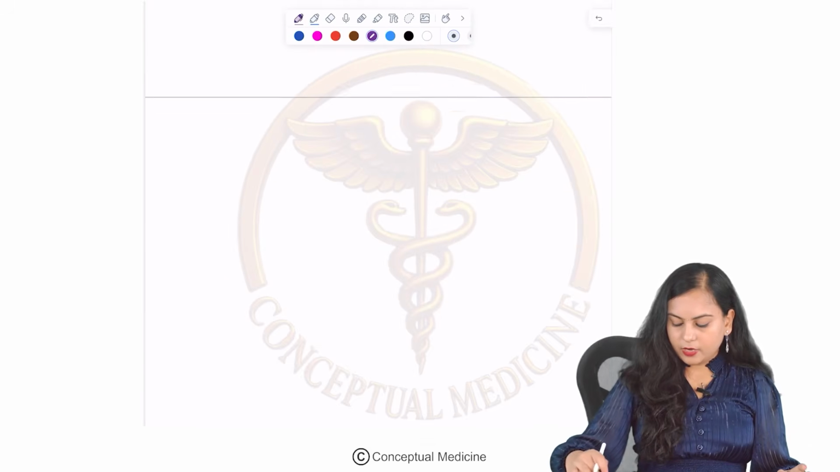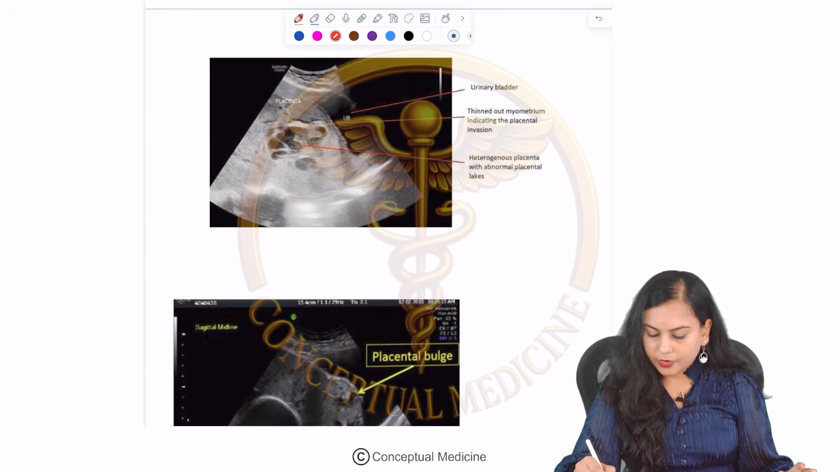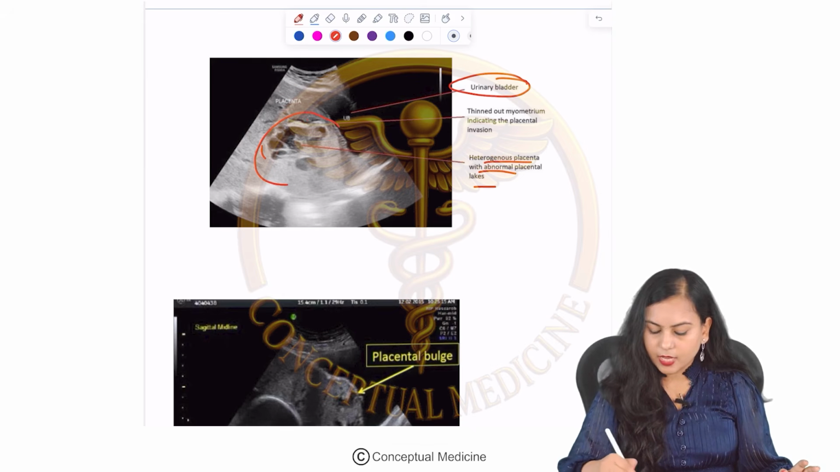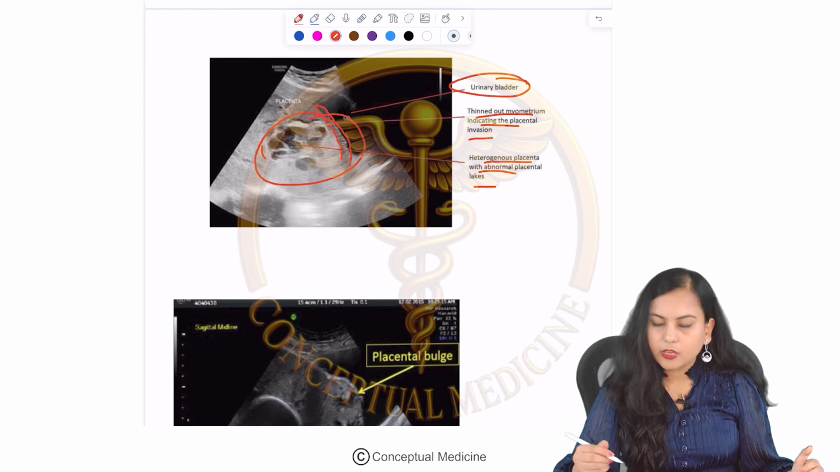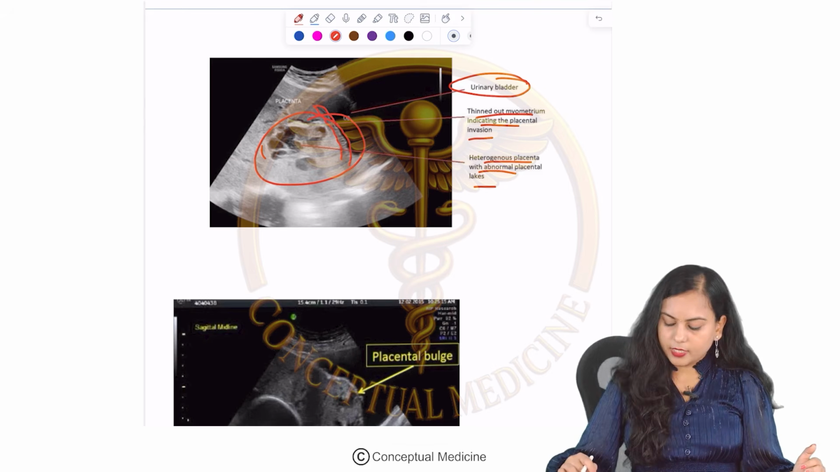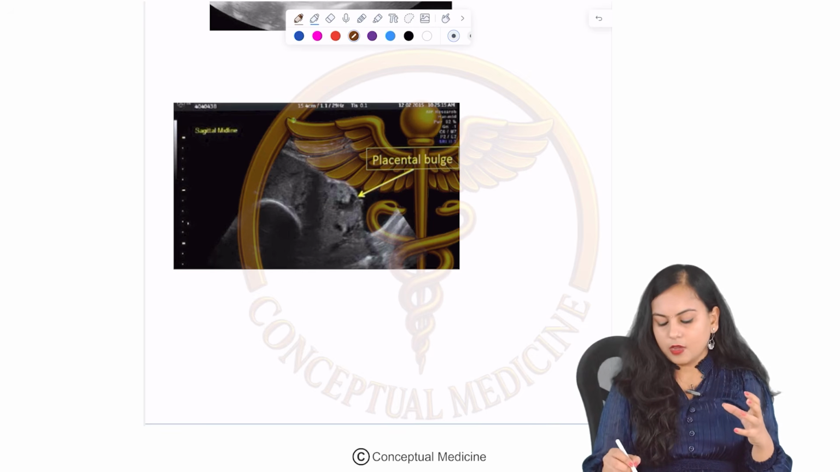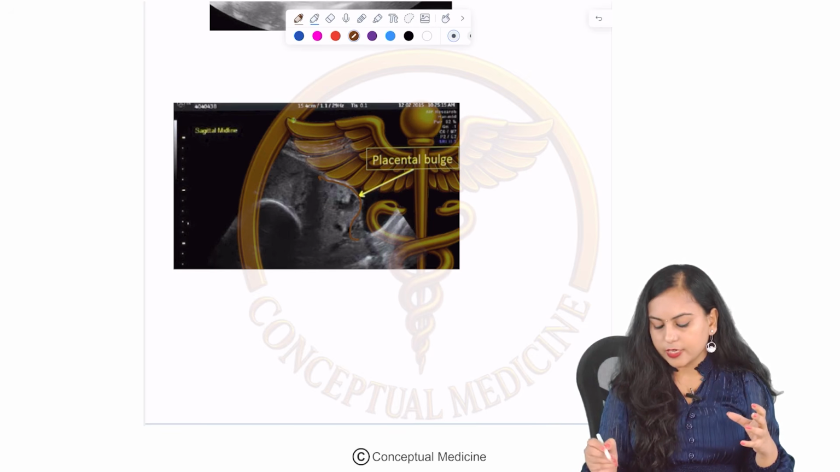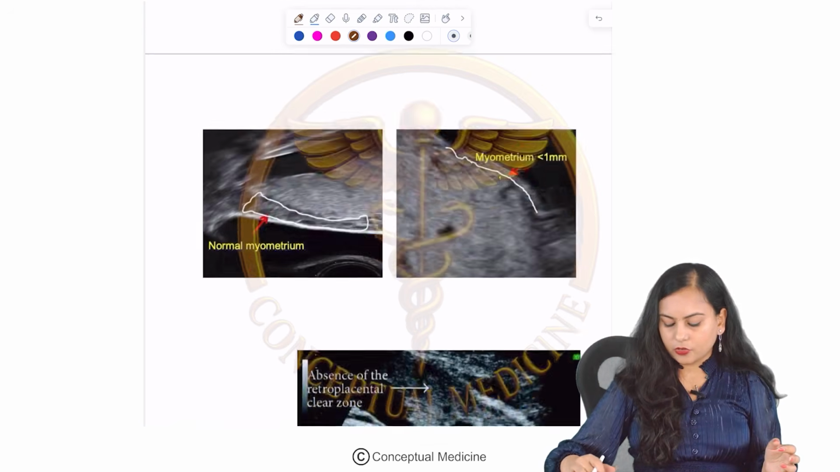Now, let's see these pictures. First one, you are able to see a urinary bladder and there is heterogeneous placenta with abnormal placental lakes. You are able to see numerous placental lakes like this, okay. And also there is thinned out myometrium indicating the placental invasion. So, this is only the myometrial layer which is thinned out because of the placental invasion, right. And as I told you, because the placenta is protruding out through the serosa, this will be seen as a protrusion into the adjacent organs. It will be coming from the uterus and protruding into the adjacent organs, okay.